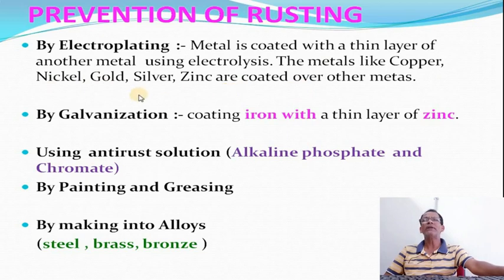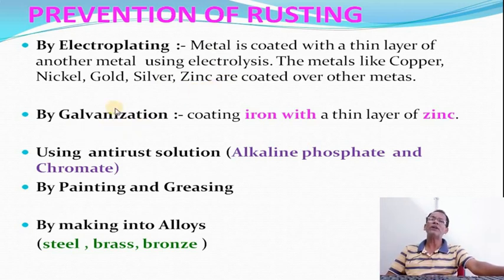The metal which will be corroded will be used as cathode, and the metal which will be used for electroplating will be used as anode. That means copper, nickel, gold, silver, zinc will be used as anode, and the metal which will be electroplated will be used as cathode. Suppose iron, it will be used as cathode.